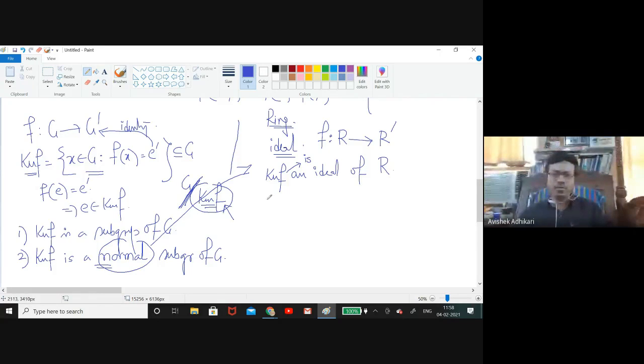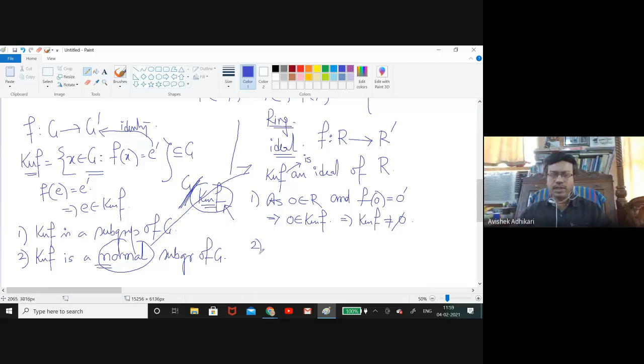You can prove it. The proof is very easy. First thing you need to prove is that ker F is non-empty. As 0 belongs to R, and F of 0, since this is a homomorphism, it preserves the identity property. So by definition the 0 element belongs to ker F. That implies ker F is non-empty. Now I need to show that this is an ideal of R.